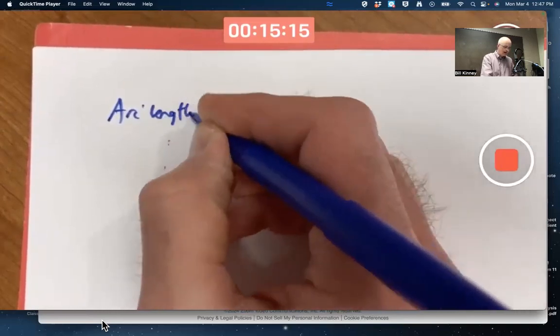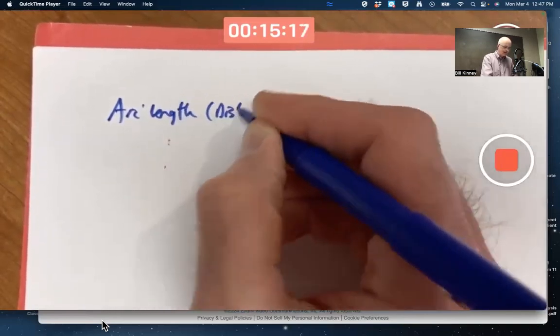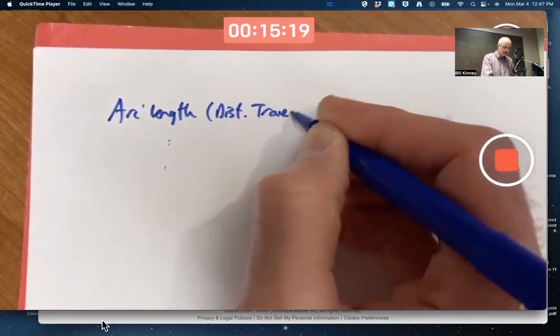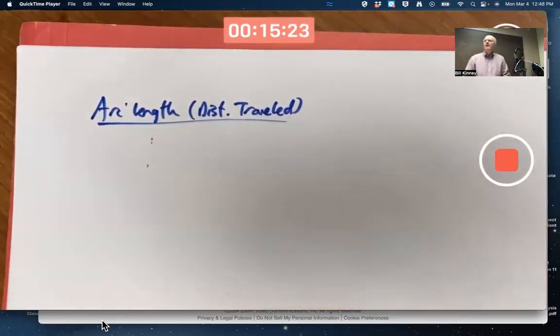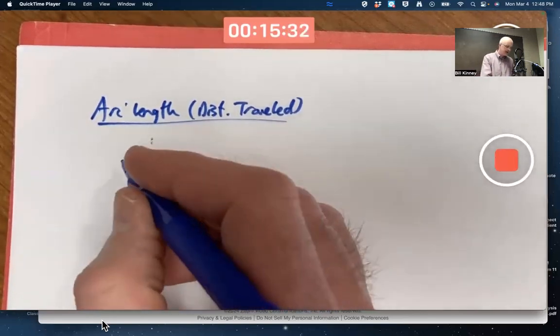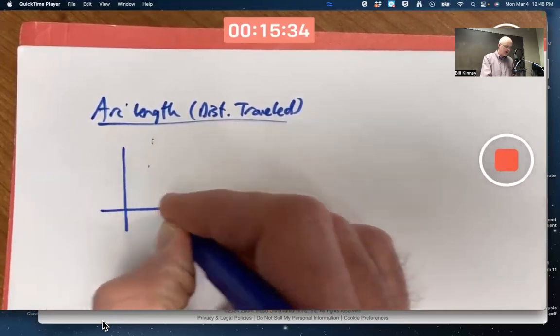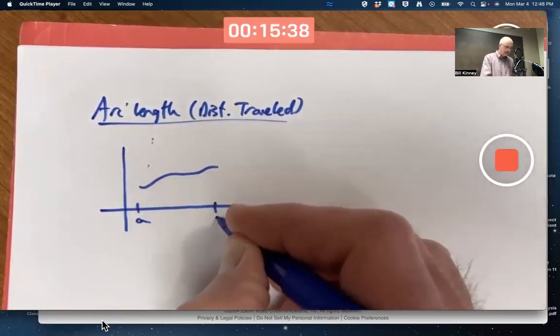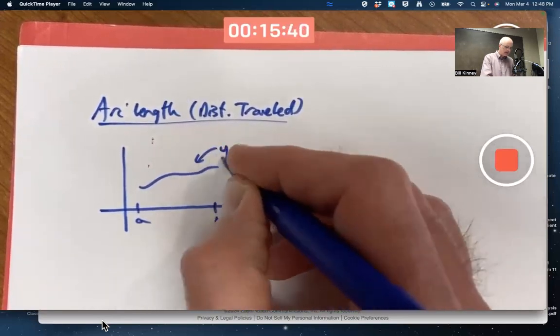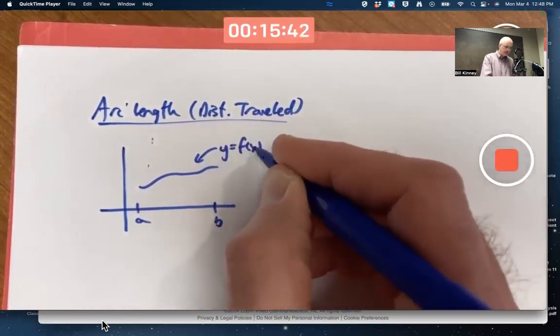What is arc length or distance traveled as an integral? When we think of trying to find the arc length of a curve, there's two settings where it's done. The first setting is where you've got the graph of some function, y equals f of x, over some interval x going between a and b.